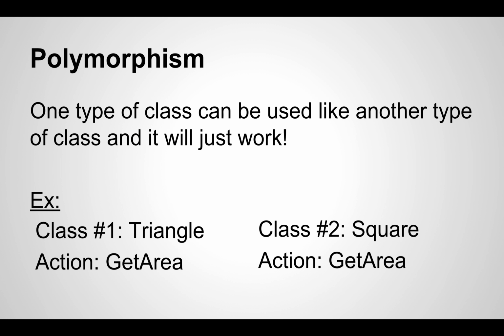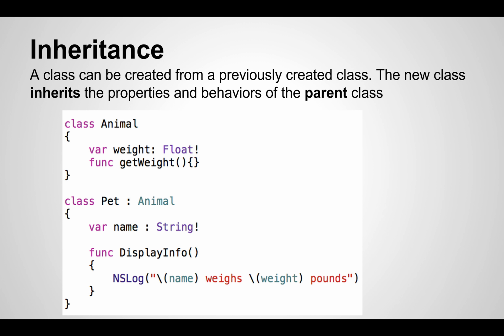All right, the next principle of object-oriented programming is polymorphism. Now, what do we mean by polymorphism? Okay, so one type of class can be used like another type of class, and it will just work. And I know it's kind of weird to understand, so here is a concrete example. The first class, let's say it's a triangle, and one of the actions you can perform on the triangle is to get the area. Now, you can polymorph this into a square, and the action get area will also just work there, okay?